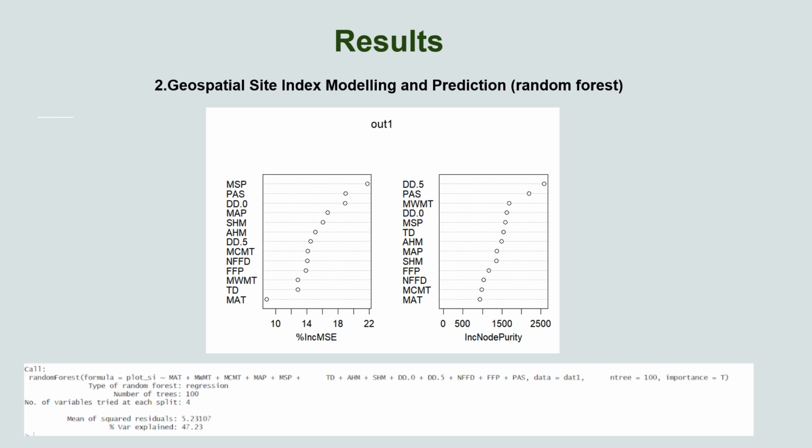After that, I used the random forest method to do the modeling. We can find that the MSP, PAS, and the DD5 are the most important predictors of the model. And here is the summary of my modeling: we can see that the mean of squared residuals is 5.23, and the percentage variance explained is 47.23. So it shows that my model has reasonable accuracy and can be used to predict the site index.